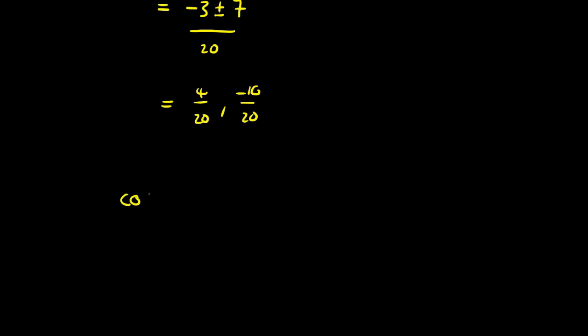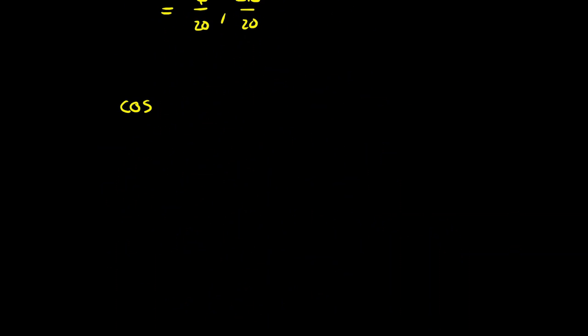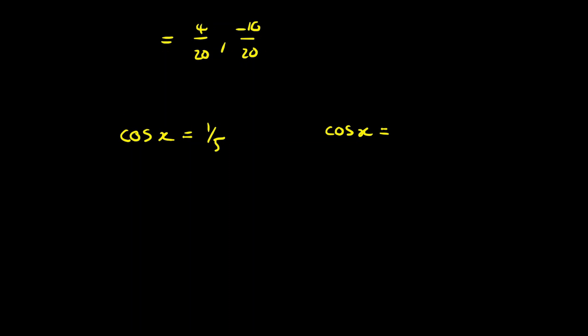I've either got the answer that cos x is equal to 4 upon 20, which is the same thing as a fifth, or cos x is equal to negative half, because negative 10 upon 20. Okay, then. So we want to be able to solve these questions.